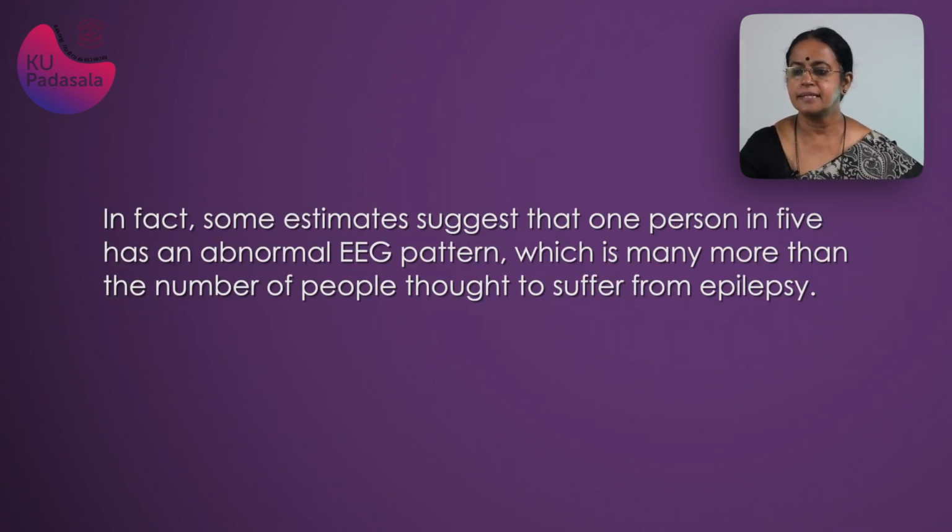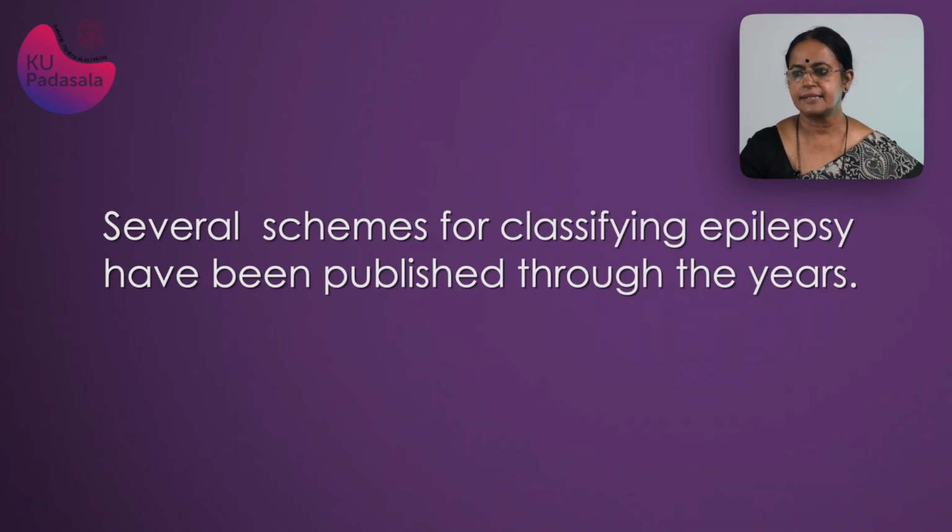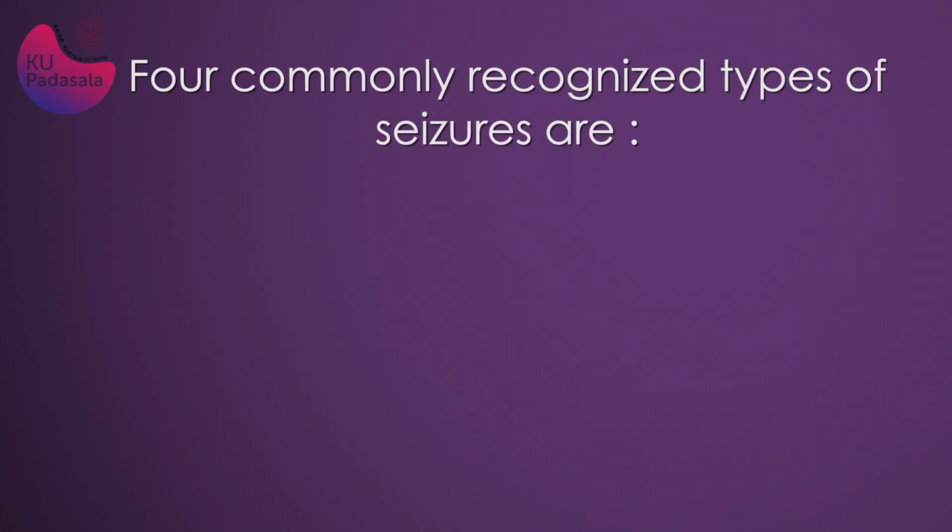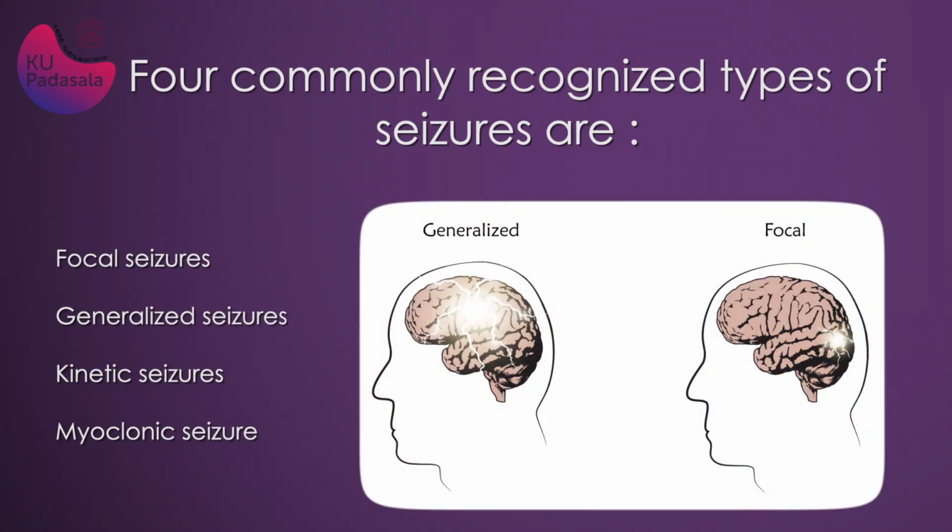In fact, some estimates suggest that 1 person in 5 has an abnormal EEG pattern, which is many more than the number of people thought to suffer from epilepsy. Several schemes for classifying epilepsy have been published through the years. 4 commonly recognized types of seizures are focal seizures, generalized seizures, kinetic seizures, and myoclonic seizures.